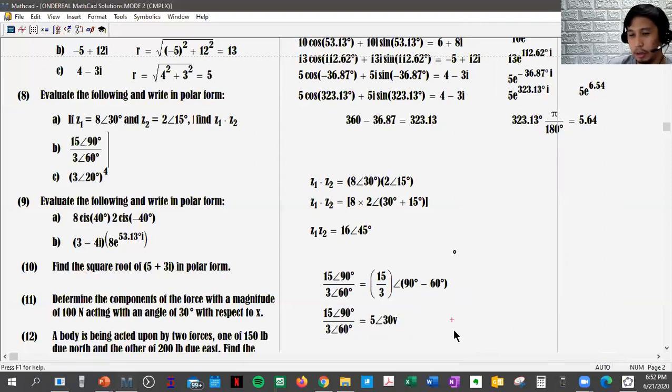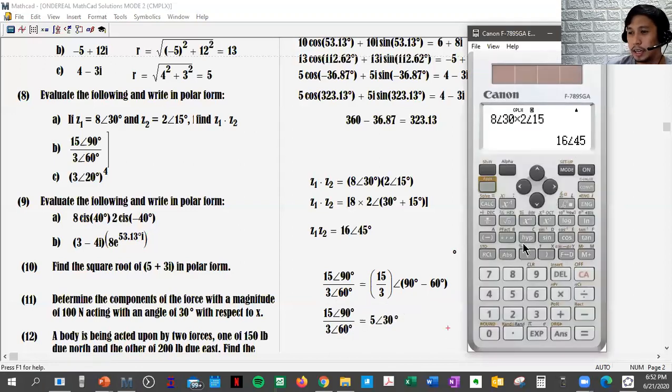That's the result. Now, if we are to evaluate that using the Canon calculator, 15 angle 90 over 3, angle 60. Okay, madali lang. So that's the answer, 5 angle 30 degrees.